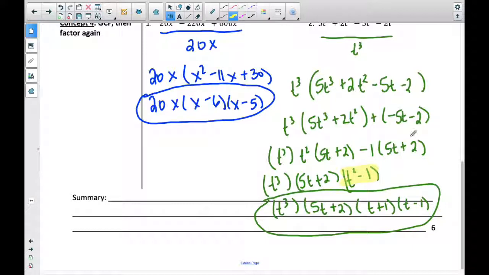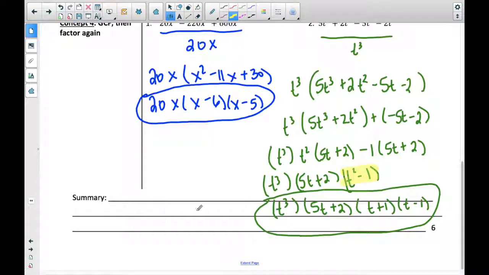So those are the first 2 kinds of factoring that we have with polynomials. We are going to learn some other methods, but those are the 2 for today. Factoring by grouping, and then GCF, and then factoring. We will, like I said, continue to work on this in class.